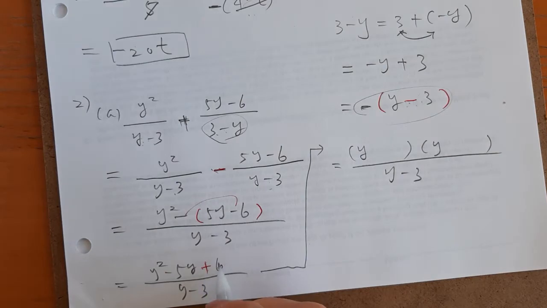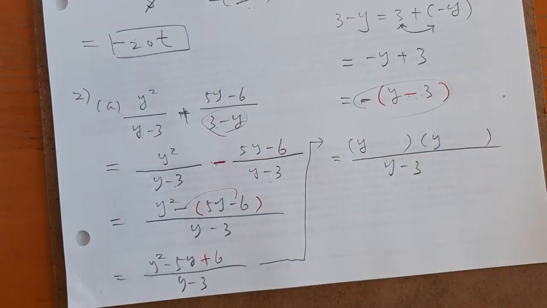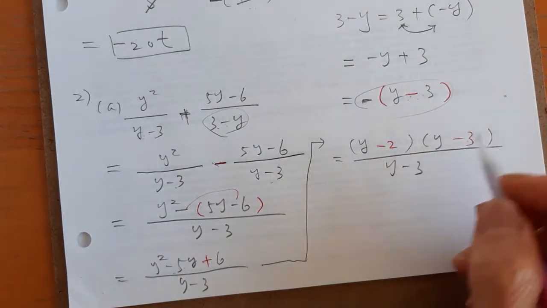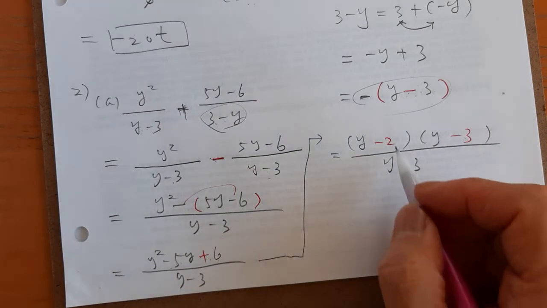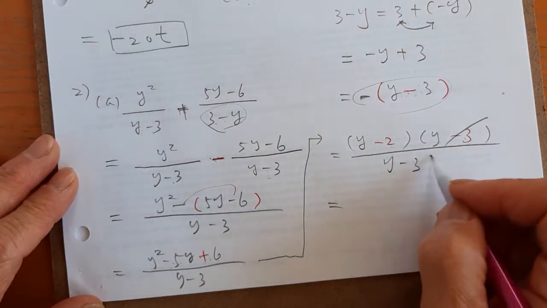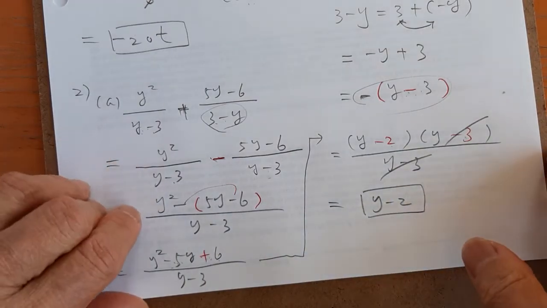We need two numbers that multiply together to give 6 and add together to give negative 5. They will be negative 2 and negative 3. Negative 2 times negative 3 is a positive 6, and negative 2 plus negative 3 is negative 5. So cancel the common factor y minus 3 and we get y minus 2 as the answer.